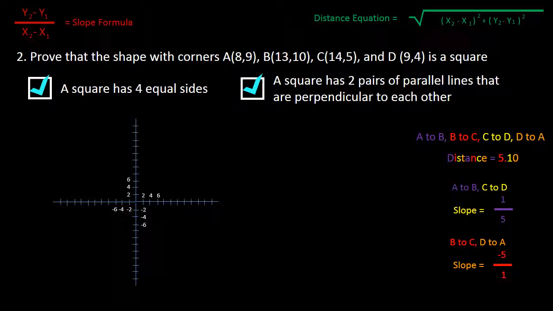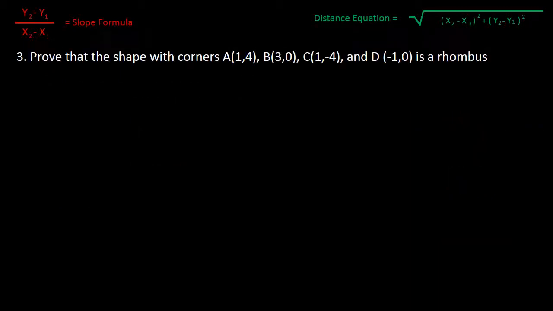First, line AB, then line BC, line CD, and finally line DA. It appears that the shape is a square, thus supporting our statement. On to problem 3. Prove ABCD is a rhombus. Similar to a square, the only difference being that a rhombus does not have to have perpendicular lines.